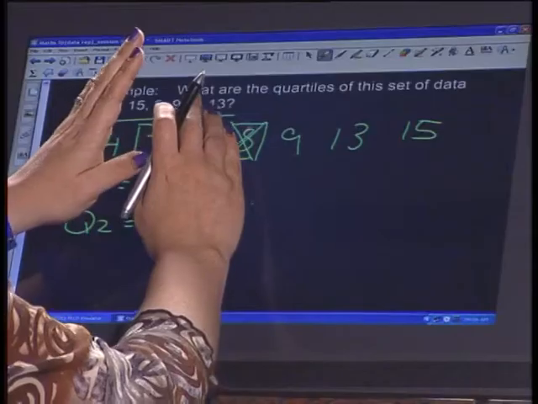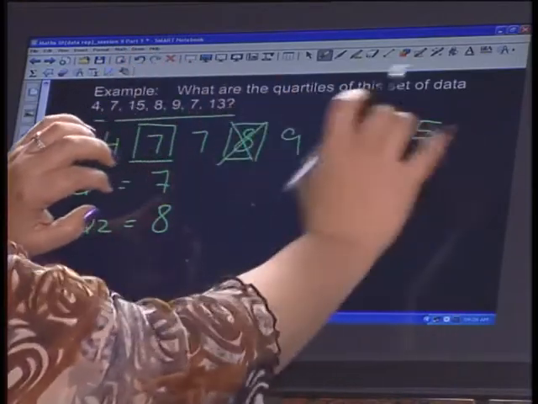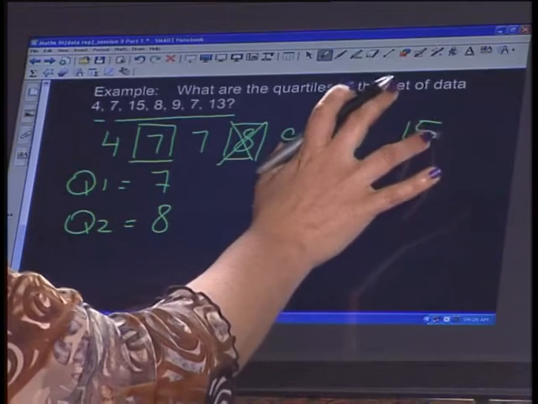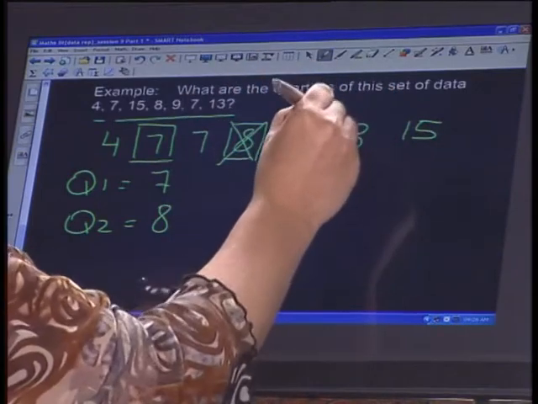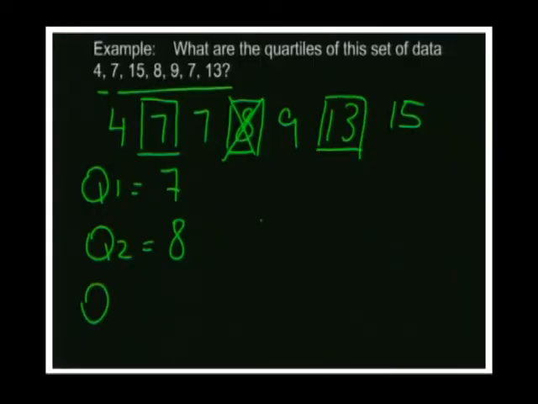And then again, I'm excluding the median and looking at the top 3 values, looking for the middle of those 3 values, and I can see that that is 13. So Q3 is 13. Now I've got Q1, Q2, Q3, and I can answer questions related to it, which I'm sure we will do at a later stage.